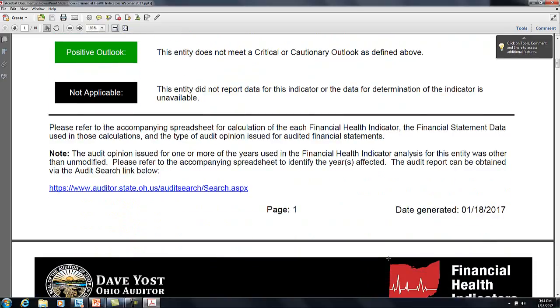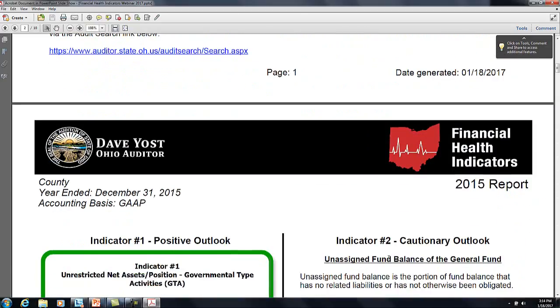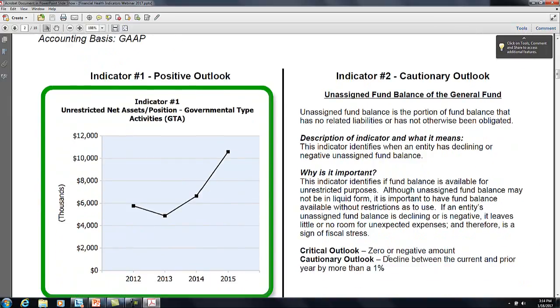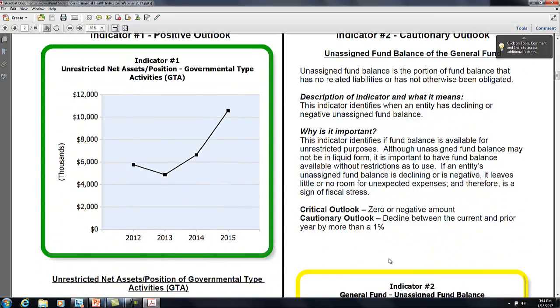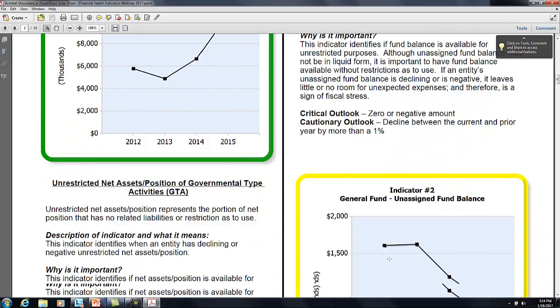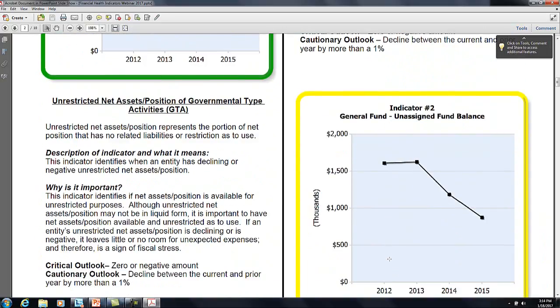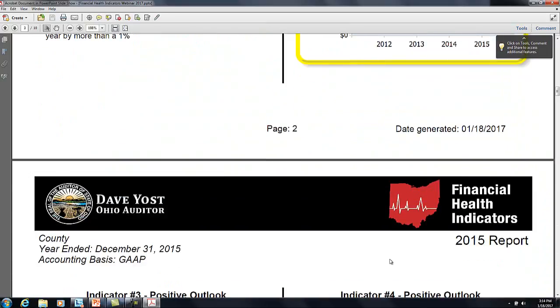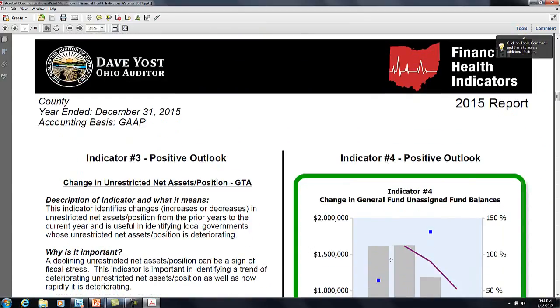Following the summary page, you will see each of the indicators that we discussed. The indicator and the outlook and the color of the box are based on the specific entity. The language describing the indicators is static and does not change from entity to entity.